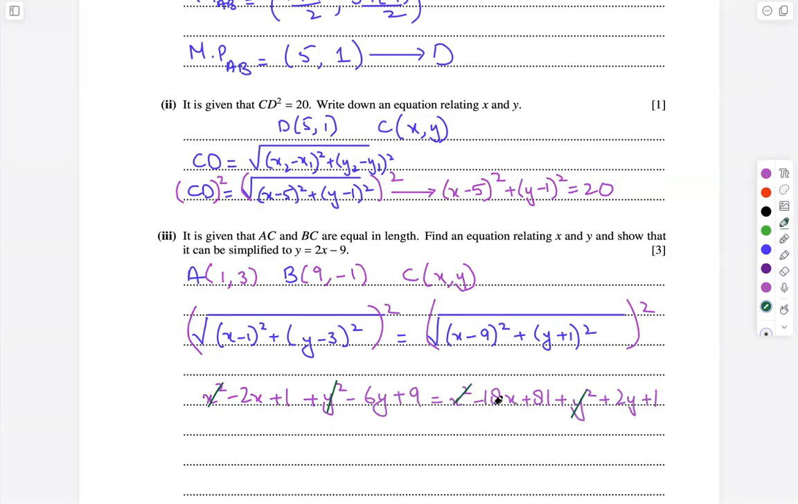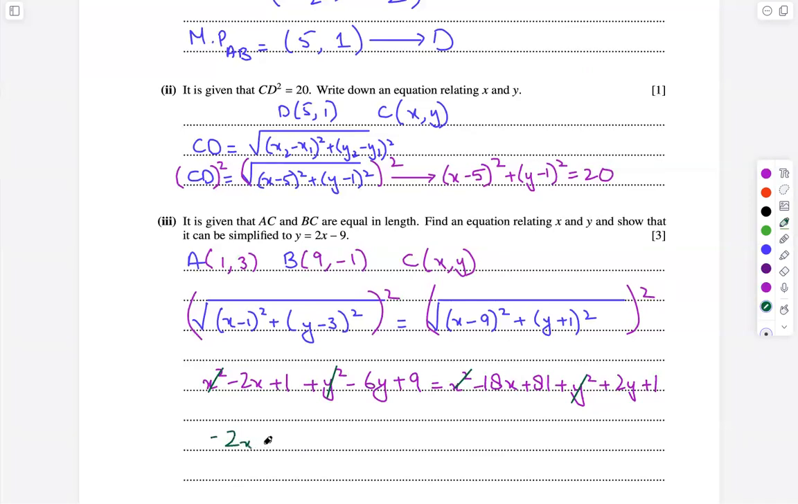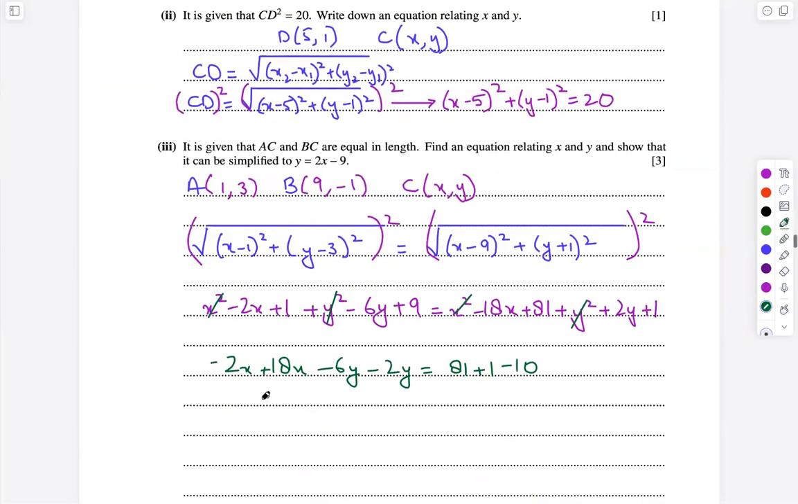Now we can bring this 18x and the 2y to the left-hand side, so this will become minus 2x plus 18x. This is a minus 6y, and that was a plus 2y, so this will become a minus 2y is equal to, this is 81 plus 1, and this is a 9 plus 1, 10, so this will become a minus 10. Simplifying this, we'll get 16x minus 8y is equal to 81 plus 1 is 82 minus 10, that will become 72.